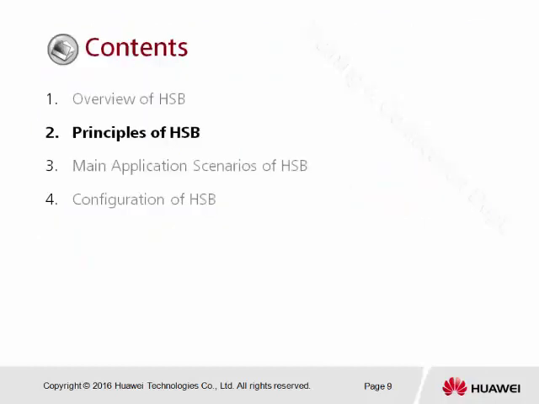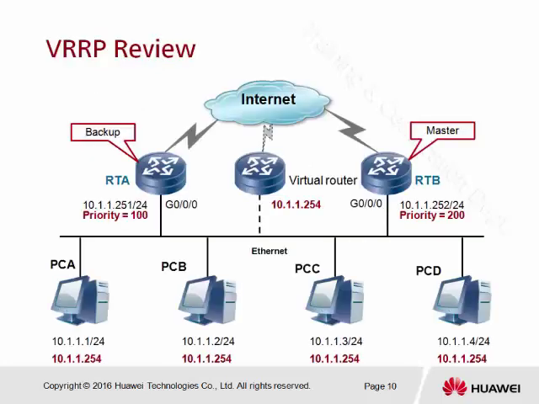Principle of the HSB. This is the VRRP technology. As you can see, they have two devices, named router A and router B. Router A will use the IP address 10.1.1.251, and router B is using 10.1.1.252. Both of them have different priorities here. Router A is going to use 100, and for B, we're going to use 200.